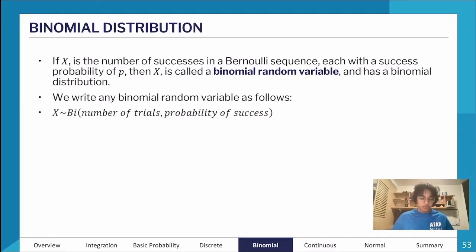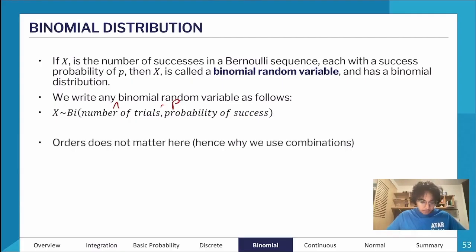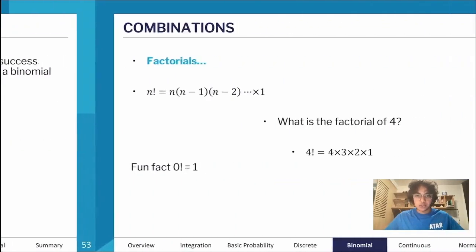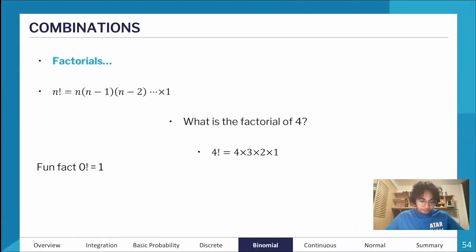So we always write out these binomial random variables as follows, right? We write x, and then that squiggly line, Bi for binomial, and then we always write the number of trials first, represented by n, comma, p. And these are two important variables when it comes to working out the binomial distribution. The order doesn't matter in which these events occur, right? Because they're all independent from each other. So the order doesn't matter. And so we use this thing known as combinations, or combinatorics, sorry. So combinations, how do we do them? We do them with this thing called a factorial.